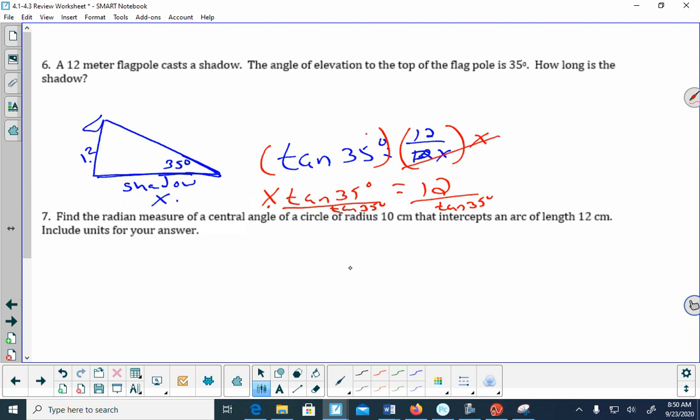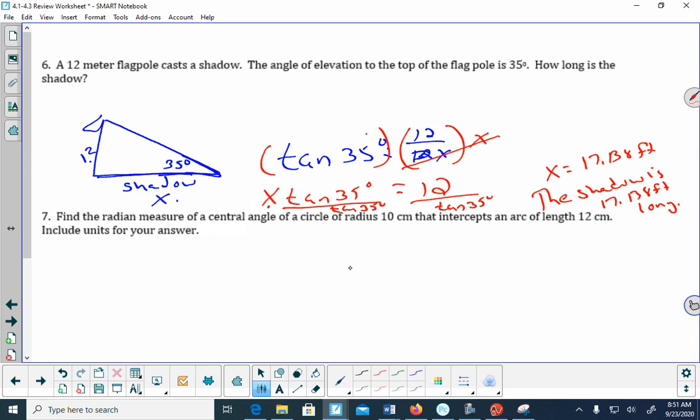So on my calculator, I'm taking 12 divided by the tangent of 35 degrees. And when I do that, I get the length of my shadow to be 17.138 feet, going to 3 decimals. So I could write the shadow is 17.138 feet long.